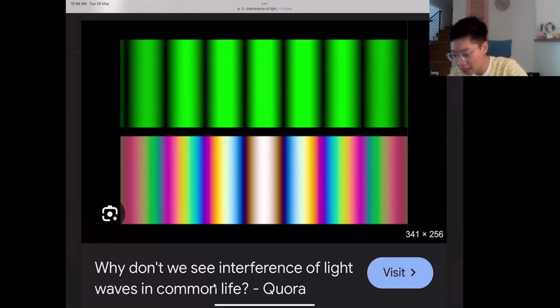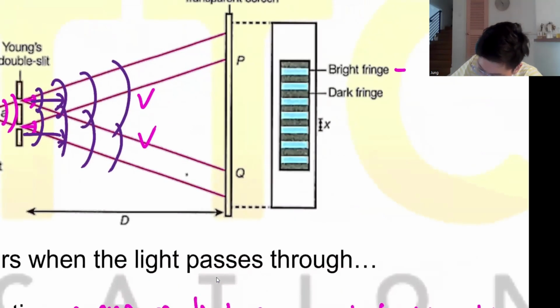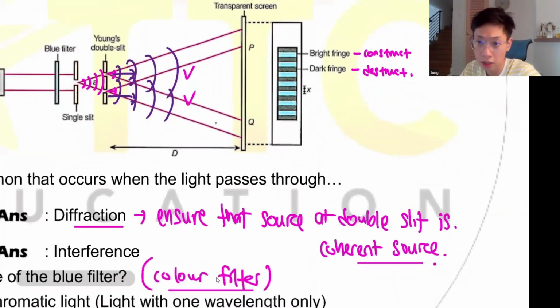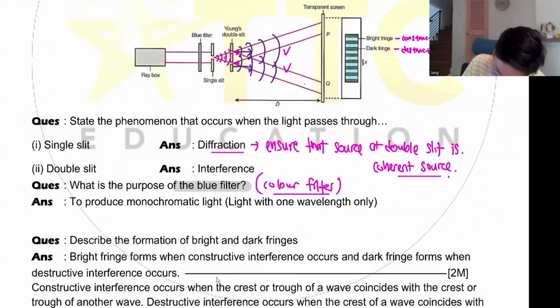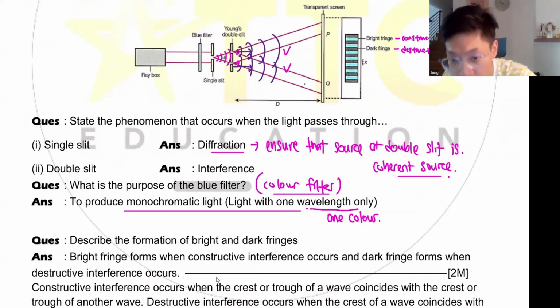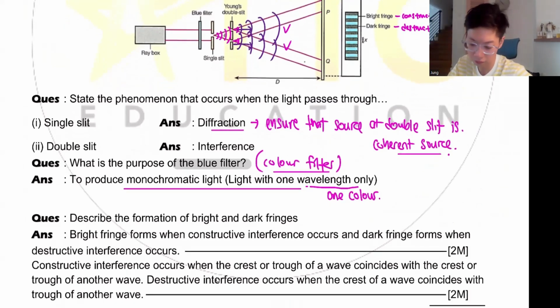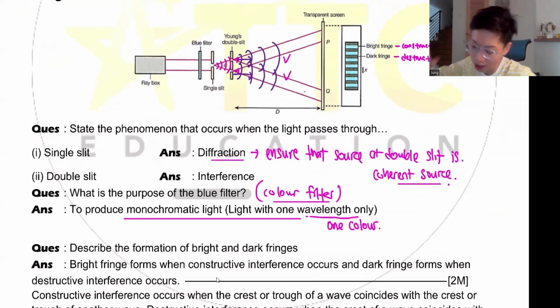So that's why in this case, why you got bright fringe here, okay, because this is your constructive interference. Why you got dark fringe? Because that is your destructive interference. Okay, so once you have a color filter, it is to produce light with one wavelength, meaning to say one wavelength, one color only. Same thing. So this is what we will observe, monochromatic light.